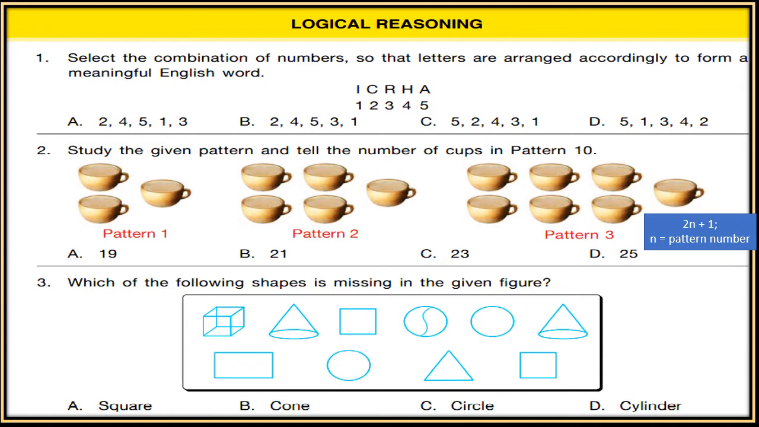Question number 2. Select the given pattern and tell the number of cups in pattern 10. Now you have to identify the number of cups in pattern 10. Now see, in pattern 1 3 cups are given, in pattern 2 5 cups, and in pattern 3 7 cups. So the formula here is 2n plus 1. Now n is the pattern number.